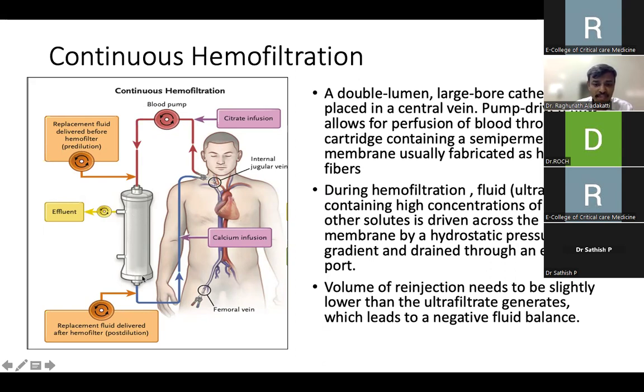Then blood is again re-entering the internal jugular vein here. So replacement fluid is important. The volume of re-injection needs to be slightly lower than the ultrafiltrate to maintain a slightly negative fluid balance. This depends on how much fluid is going out, and accordingly we can replace fluids. This is a classical circuit used in continuous hemofiltration.